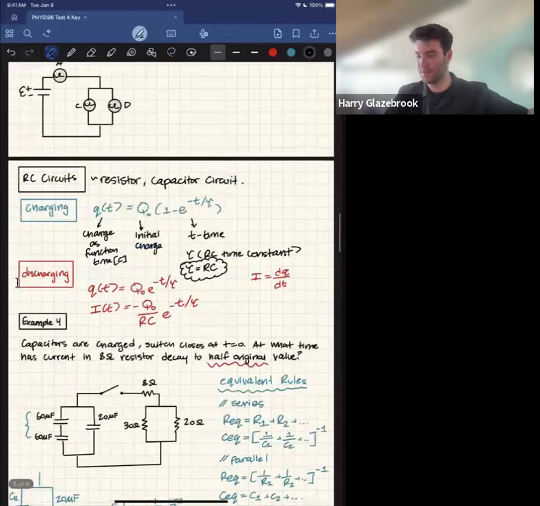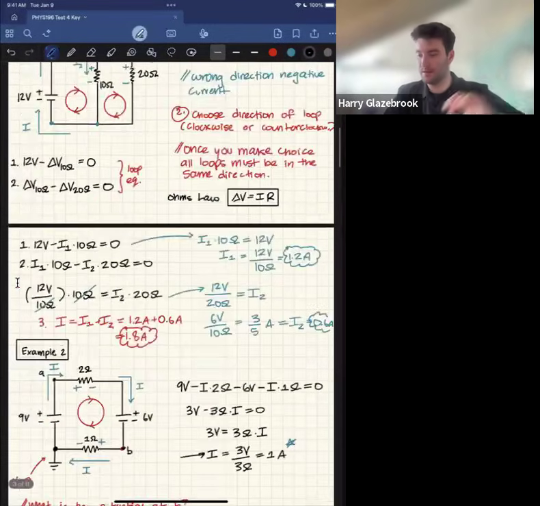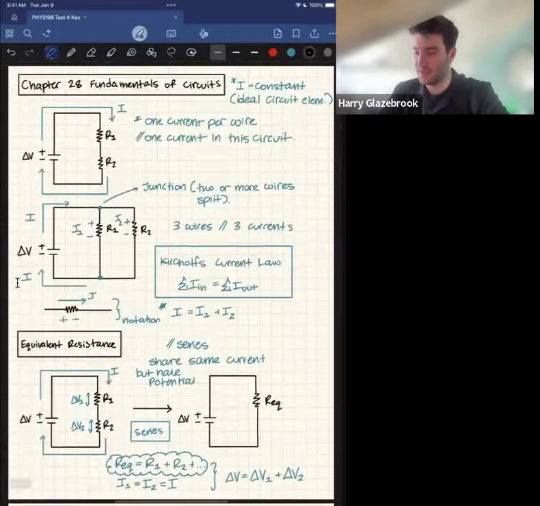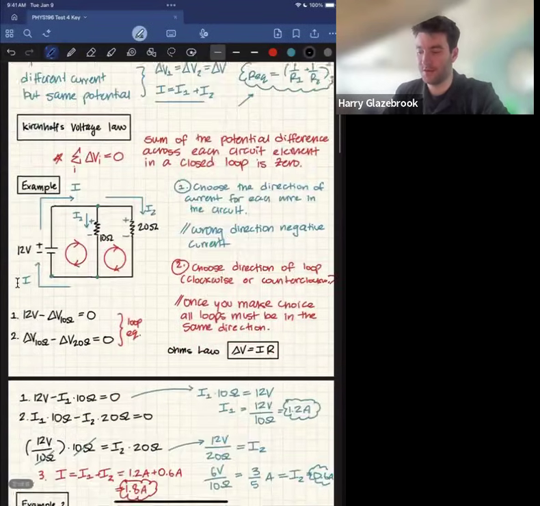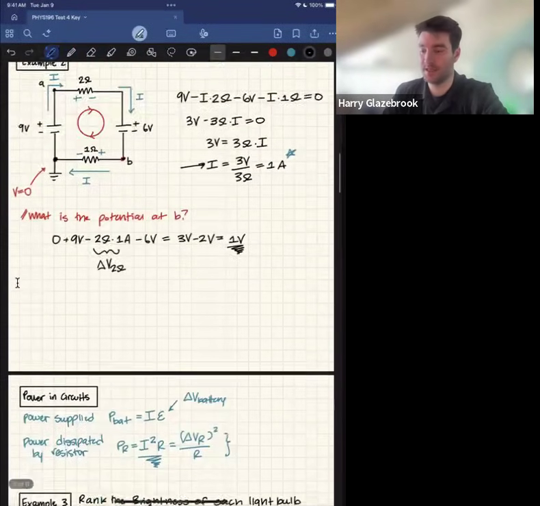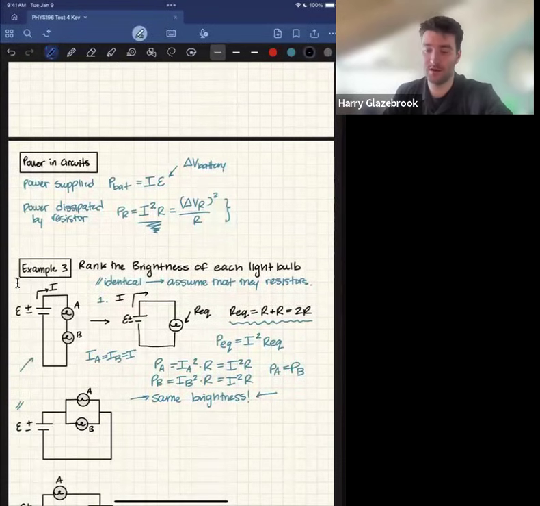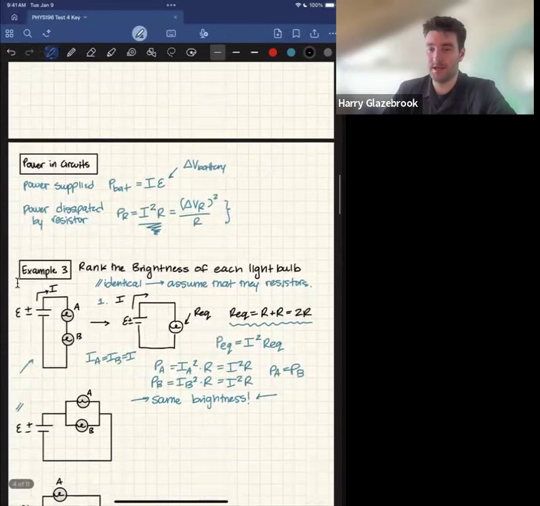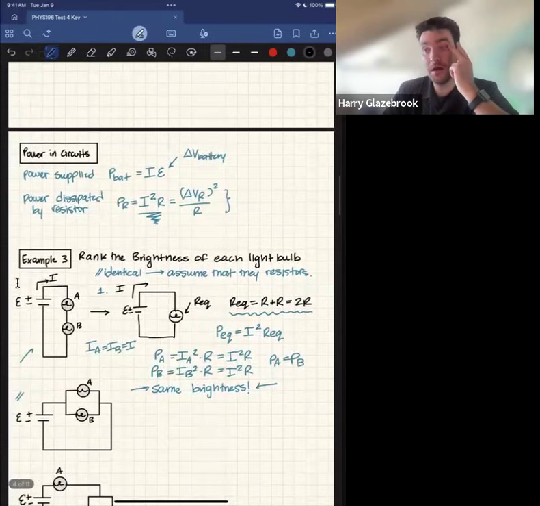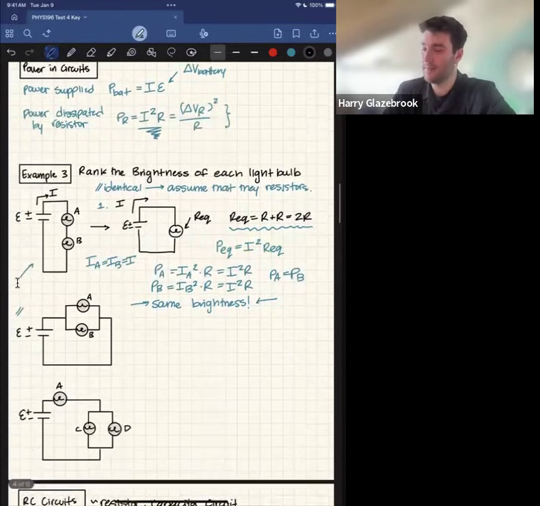Okay, so this is all chapter 28. A lot of it is Kirchhoff's law. You'll definitely see that on the test. So get comfortable with equivalent resistance and using Kirchhoff's law. You want to make sure you understand it so that you can use it quickly, because time is kind of tight on the exam.